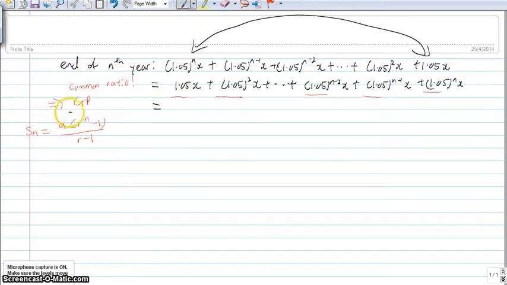So based on this formula, now I'm going to solve this question. a is my first term, so my first term is 1.05x. So I write 1.05x. My common ratio is r, so 1.05. This n refers to the number of terms, and in this case, there are n terms here. How do you know? You can look at the previous note.